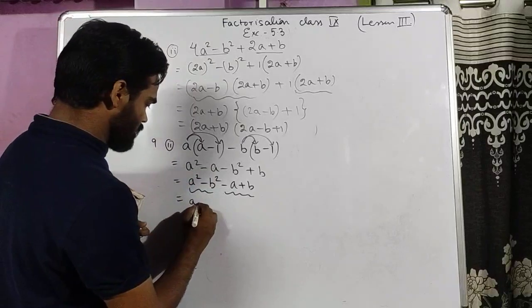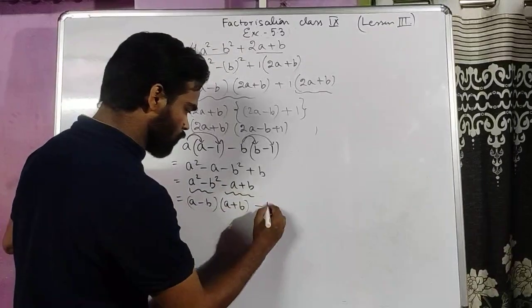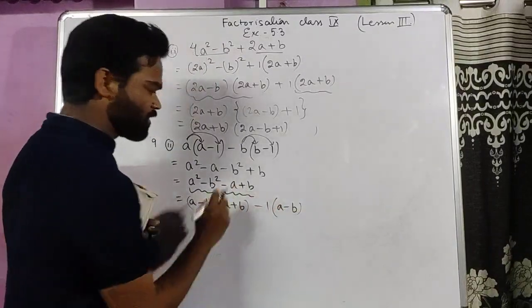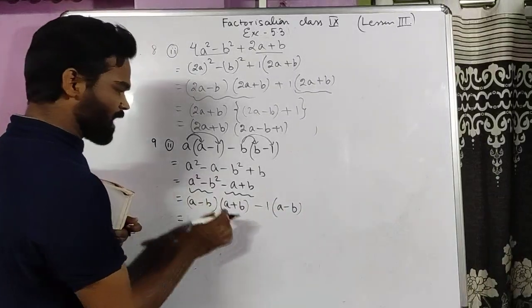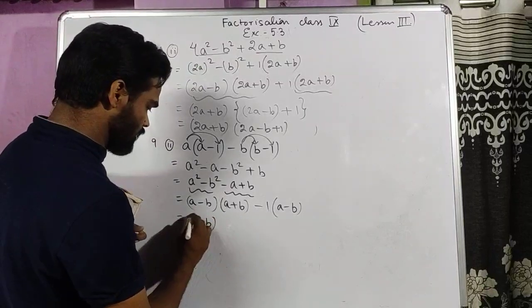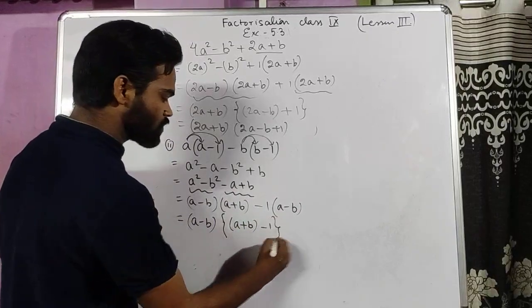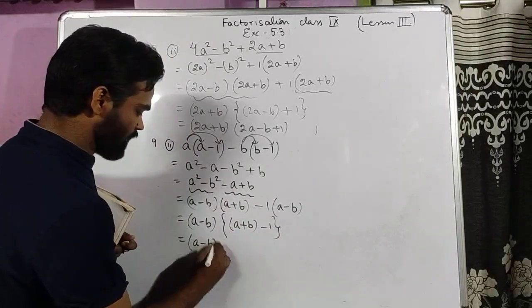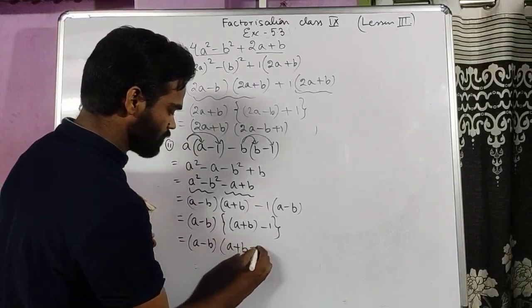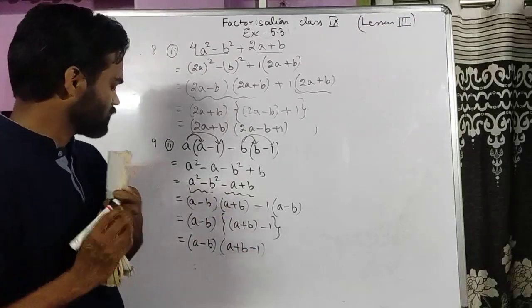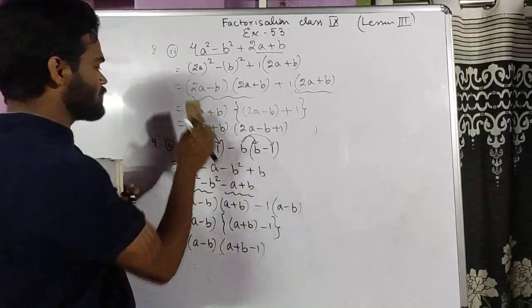This can I write as (a minus b)(a plus b), and this if you take minus 1 common, you'll have (a minus b). The sign will change because you have taken minus 1 common. Now in these two, a minus b is a common factor, so I'll take it common. Over here a plus b will be left, over here minus 1. Now when you simplify it, we'll get a plus b minus 1. So that's my answer: (a minus b)(a plus b minus 1).